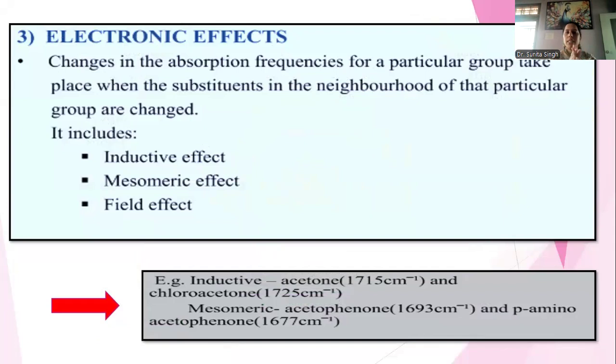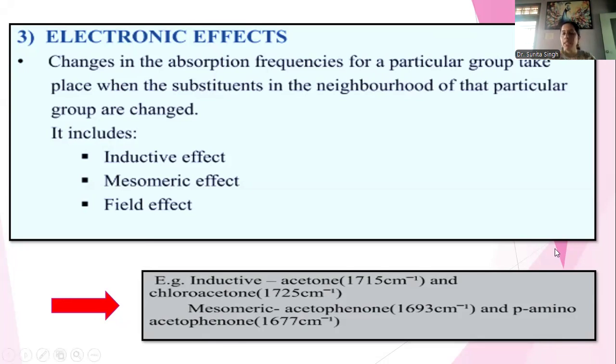Electronic effects also. Changes in the absorption frequencies for a particular group take place when the substituents of that group are changed, like inductive effect, mesomeric effect, field effect. All these effects play a very vital role when it comes to vibrational frequency. For an example, we have taken acetone and chloroacetone, where acetone has 1715 cm⁻¹ vibrational frequency, whereas chloroacetone has 1725 cm⁻¹ vibration frequency. So it can be seen that minus I groups increase the vibration frequencies, whereas plus I groups decrease the vibration frequency.